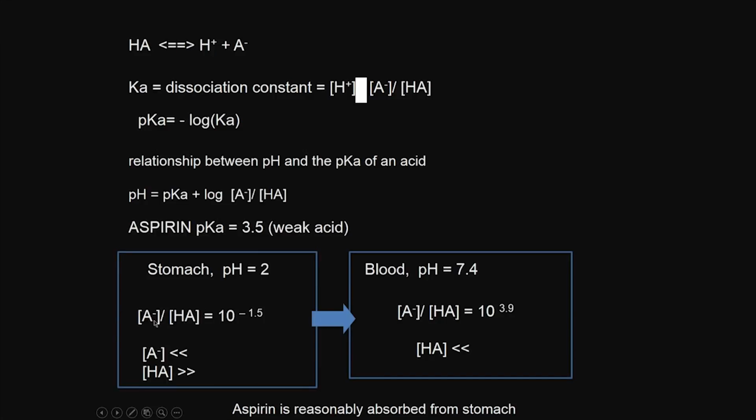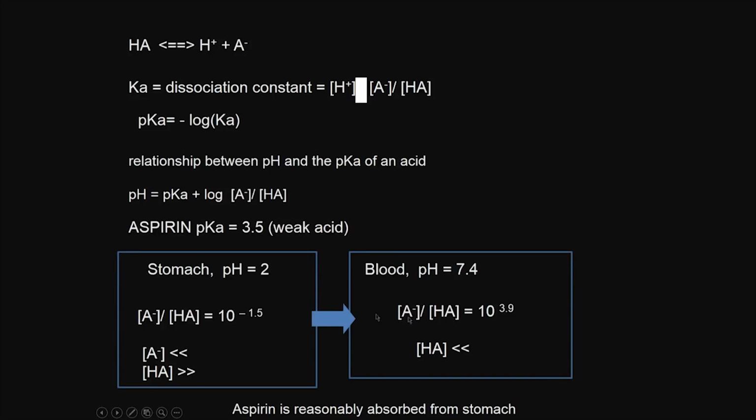So what is A minus divided by HA? At pH 2, that comes out to be 10 raised to the power minus 1.5. So that means HA is quite large when compared to A minus. That means most of the drug is in the undissociated form, so it can get absorbed in the stomach.